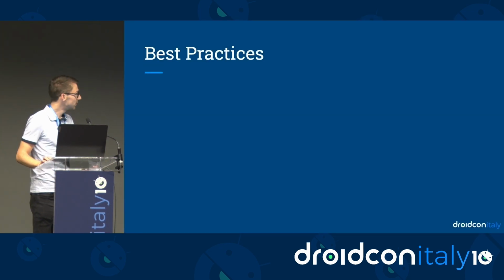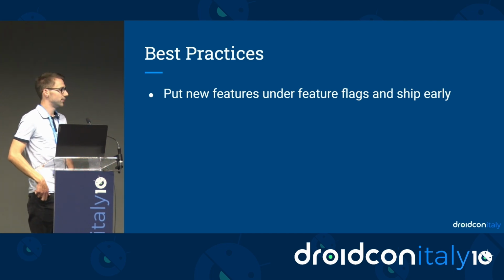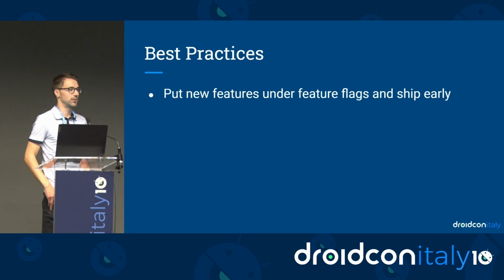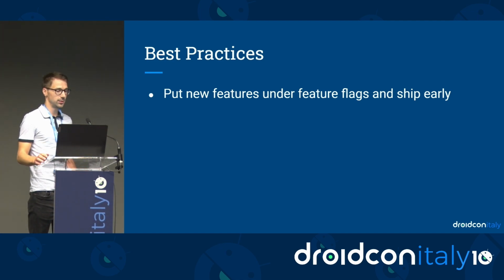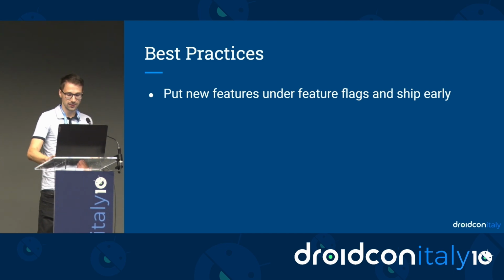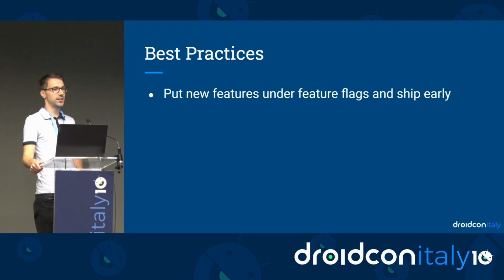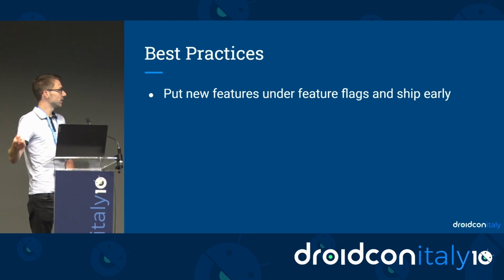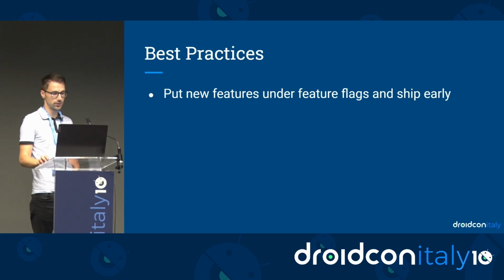Cool. So yeah, some best practices. Definitely put new features under feature flags and ship early, so try to avoid long-lived feature branches and just merge straight into the main branch. It not only speeds up development and solves issues like merge conflicts and having to keep branches up to date, but it also enables you to get feedback early from QA, so they can try it out and give you some early feedback, find any issues.